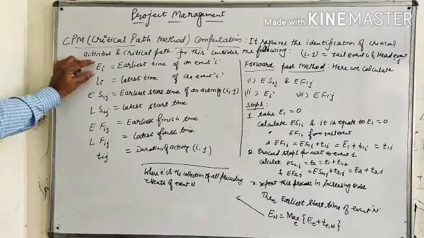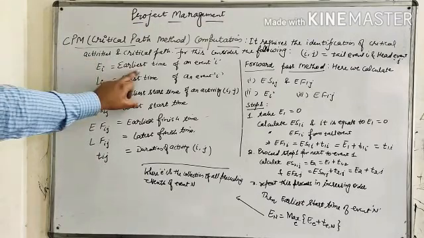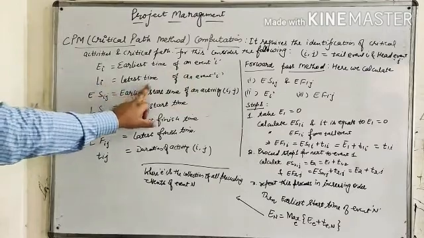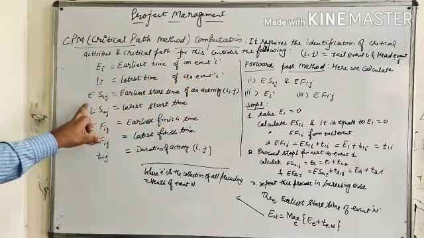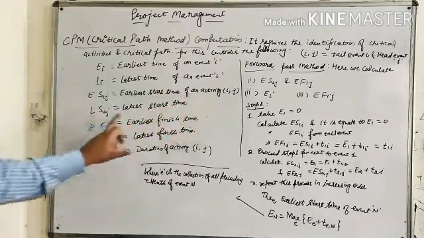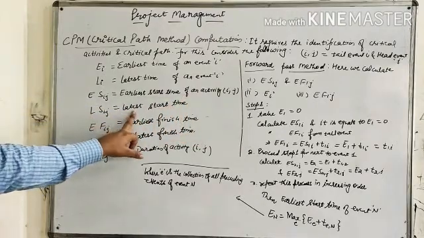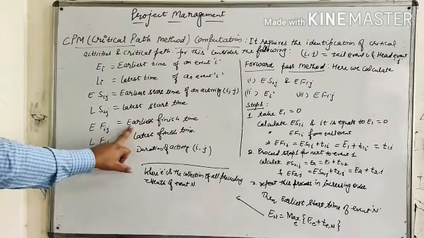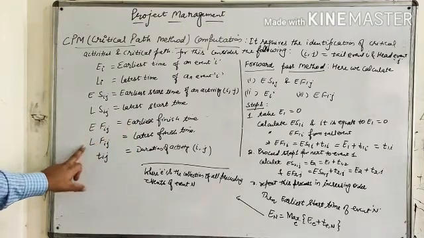The first is capital Ei, which is the earliest time of an event i. Li is the latest time of an event i. ESij is the earliest start time of an activity ij. LSij is the latest start time. EFij is the earliest finish time. LFij is the latest finish time of an activity ij.